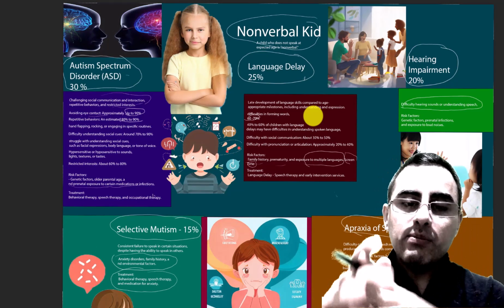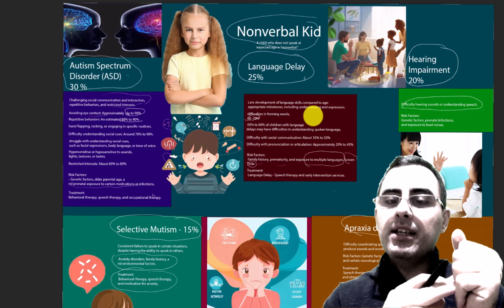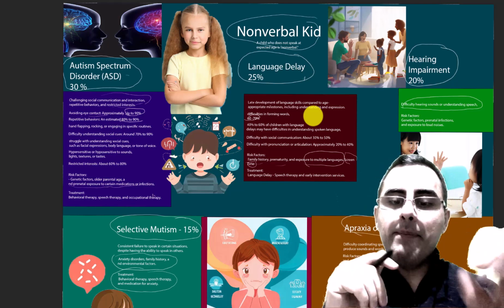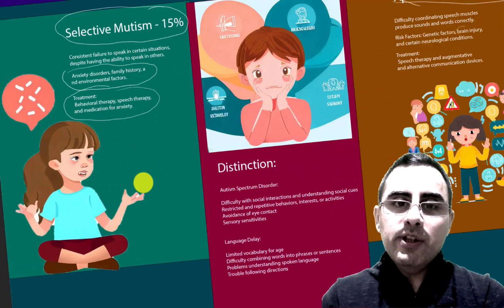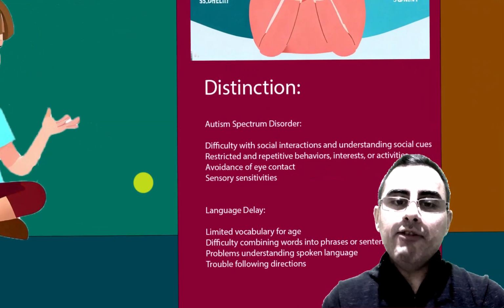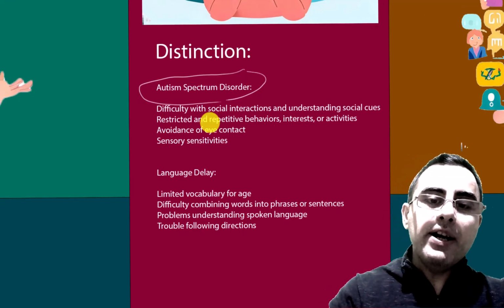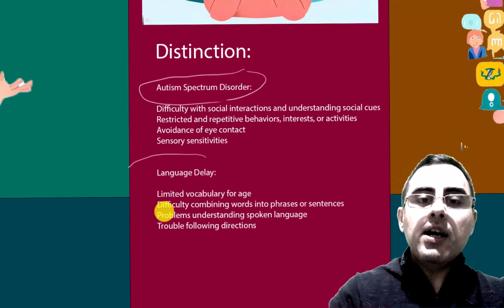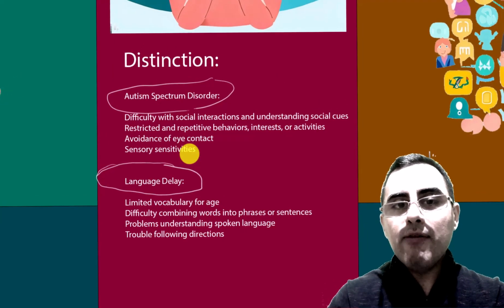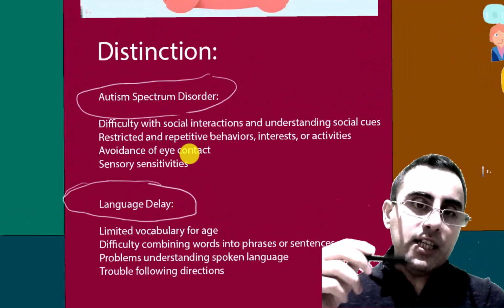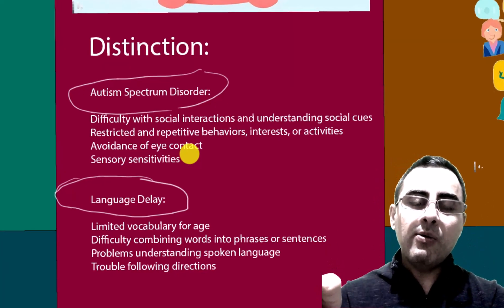So no matter what problem the kid has, whether it's autism spectrum disorder, language delay, hearing impairment, selective mutism, or apraxia, early intervention is crucial. Now let's discuss the distinction between autism spectrum disorder and language delay, because in many cases parents are wondering if their kids have autism or just language delay, because sometimes they have important intersections, and a kid can have both at the same time, autism and language delay also.